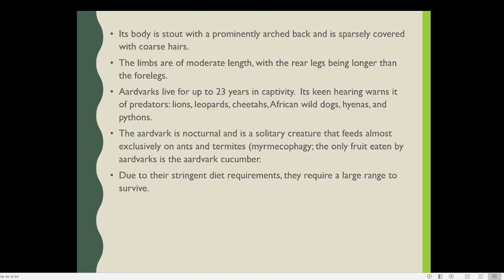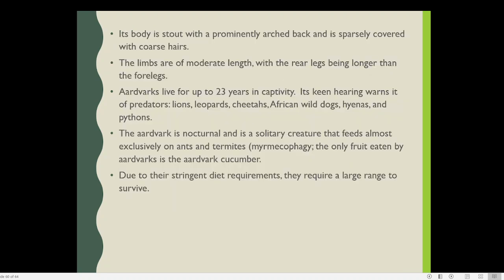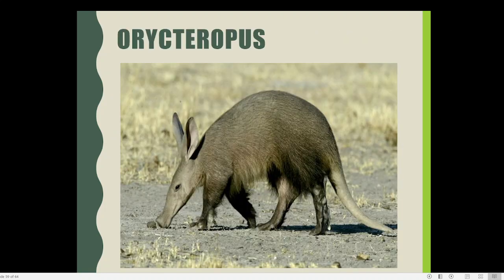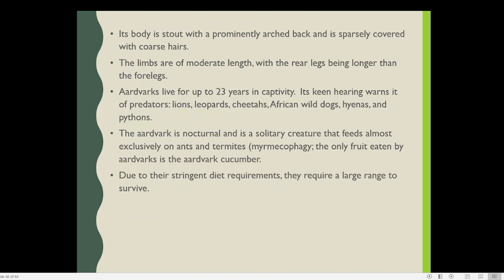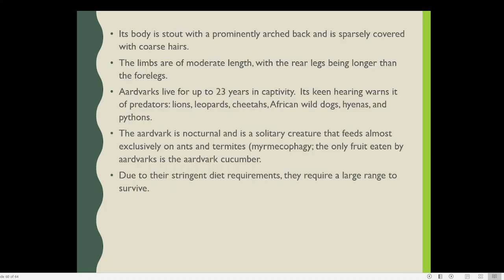Then its body is stout. Stout means very large and strong, with a prominently arched back. See, here you can see that the back is in an arch shape. The body is also sparsely covered, which means thinly or loosely covered with coarse hair. The limbs are of moderate length. Limbs means the foreleg as well as the hind leg. They are of medium length, with rear legs being longer than forelegs.